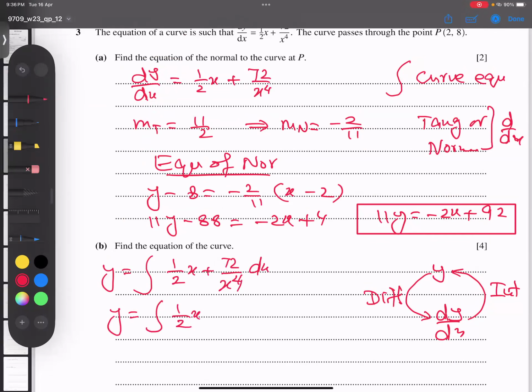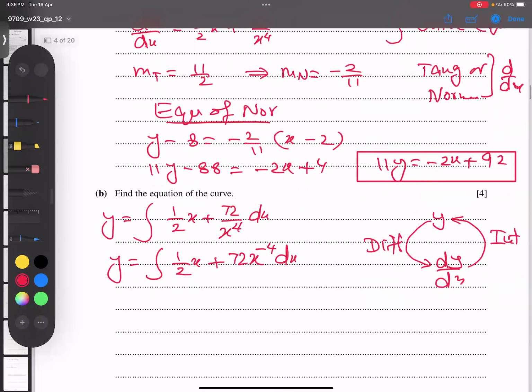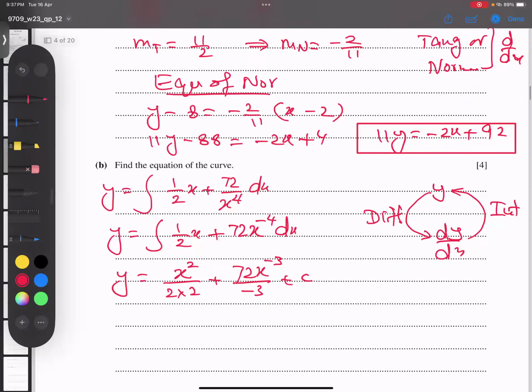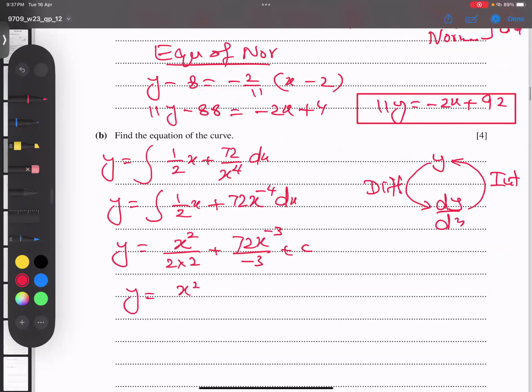This is already up, but this x is not up. I am bringing it up. This is a simple indices property: the power goes up, and the power sign changes. Now I'm integrating. What is the rule of integrating? Increase the power by 1 and divide by the same. One power 2 is already there, and a new one came, so I increase the power by 1. I got negative 3 divided by the same, plus c. So y equals x squared by 4, plus negative negative 72 divided by 3, which gives us 24. And this power I bring down again to make it positive.